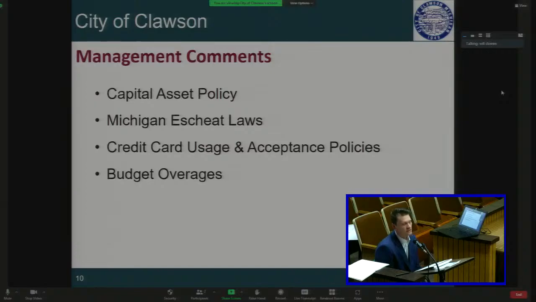The first one would be to implement a written capital asset policy. There's something in the financial statements already, but it's not supported by a policy in any way. It's just been a working policy based on what's in the statements. But the capital asset policy should have what your useful lives are, what your capitalization thresholds are, how many years you have to expect it to be used.